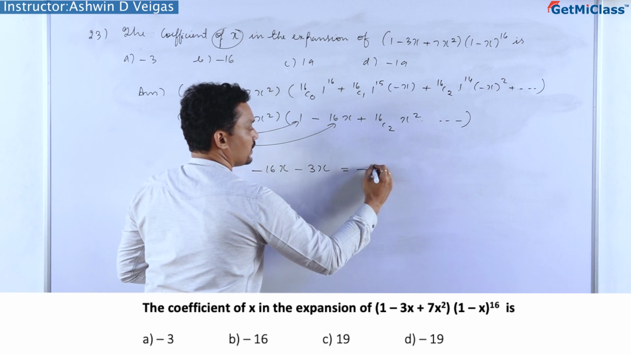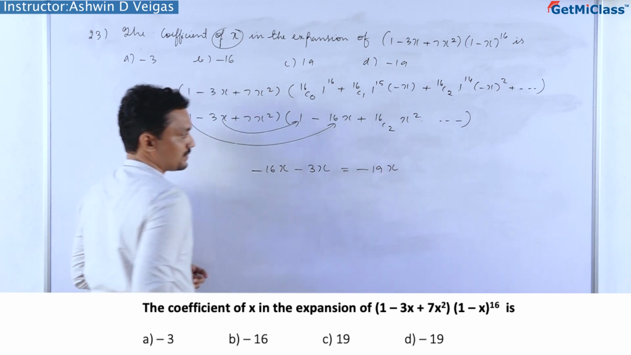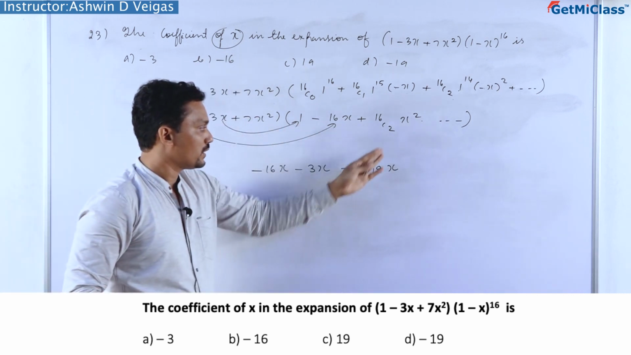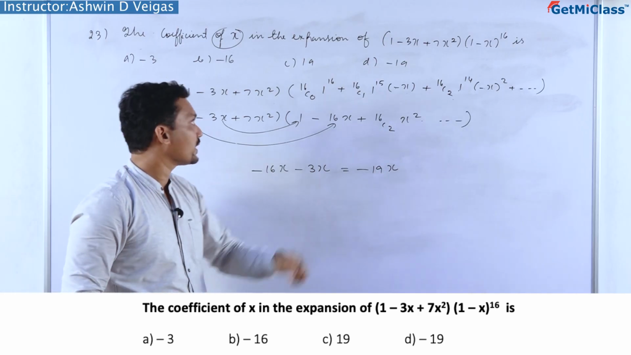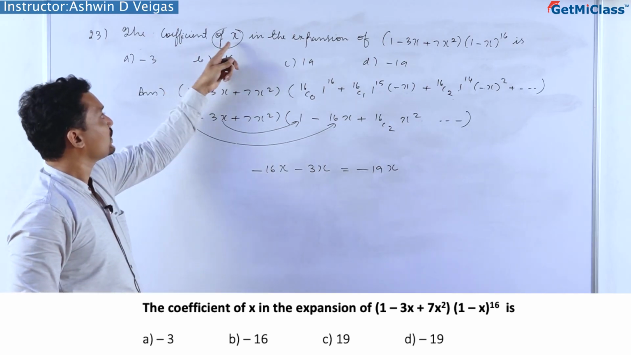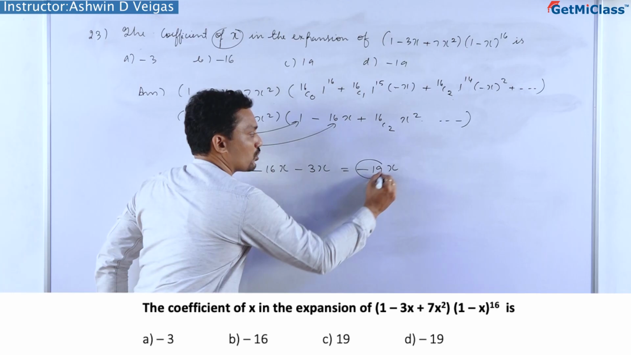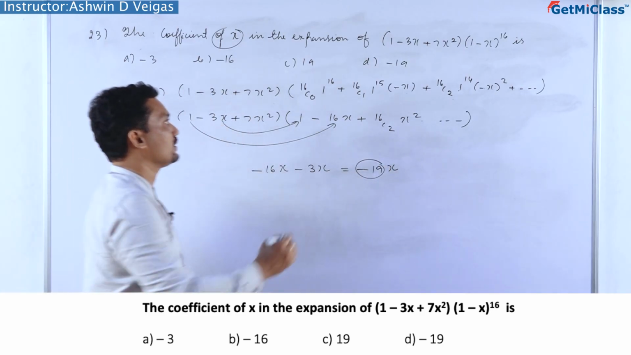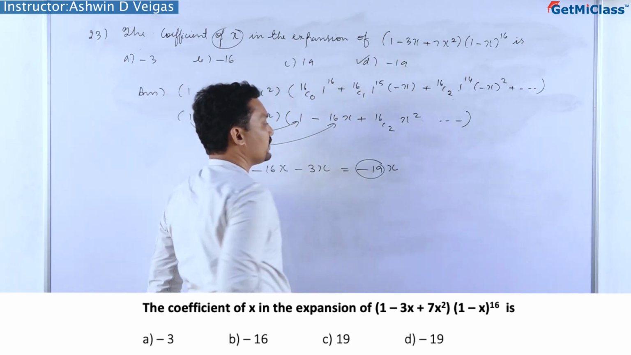So, therefore, this is minus 19x. In this whole expansion, there will be a term called minus 19x, and they are asking what is the coefficient of x. So, the coefficient of x is minus 19. Therefore, option D is the answer.